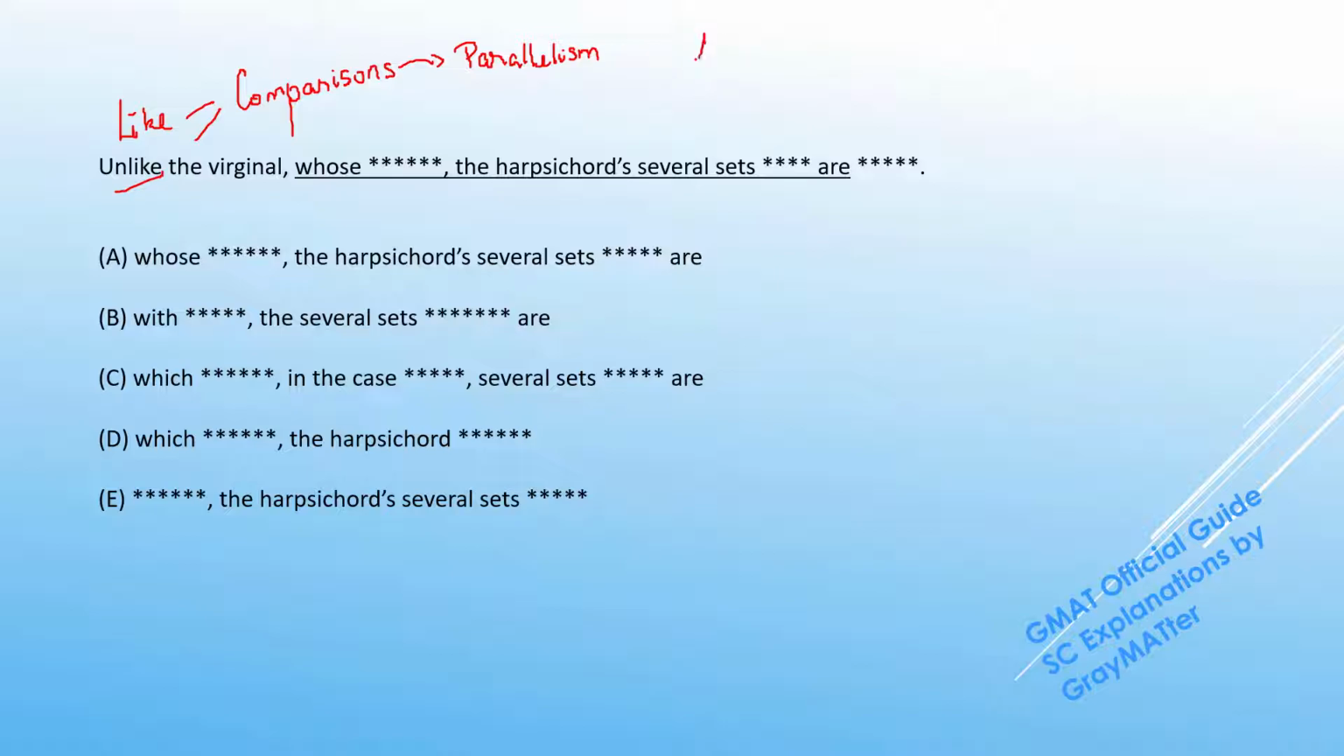For example, if I say "like Samsung, LG manufactures televisions," what exactly are we comparing here? We're comparing the two nouns Samsung and LG. So how does parallelism work here? The noun that follows the "like" or the "unlike" should be perfectly comparable and parallel to the noun that follows the comma. But then GMAT tries to play tricks with this concept.